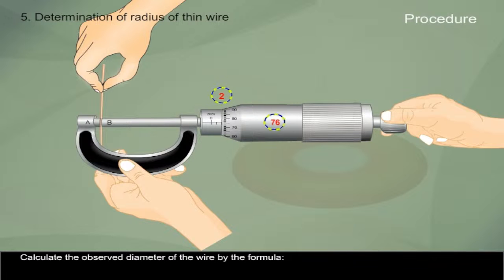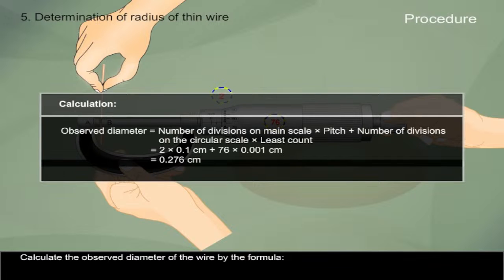Note the circular scale reading which coincides with the baseline of the main scale. Calculate the observed diameter of the wire by the formula. Observed diameter is equal to number of divisions on main scale into pitch plus number of divisions on the circular scale into least count, which is equal to 2 into 0.1 centimeter plus 76 into 0.001 centimeter is equal to 0.276 centimeter.